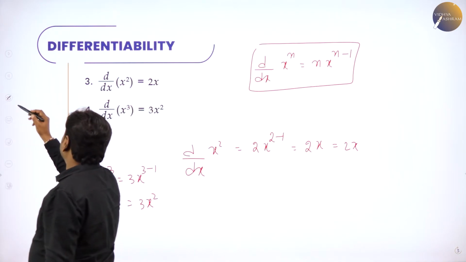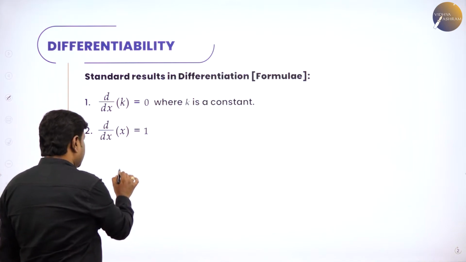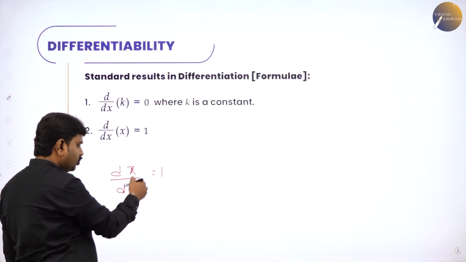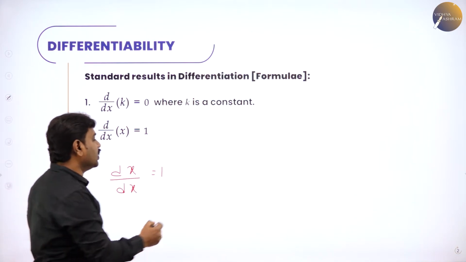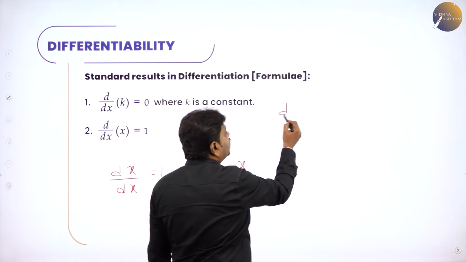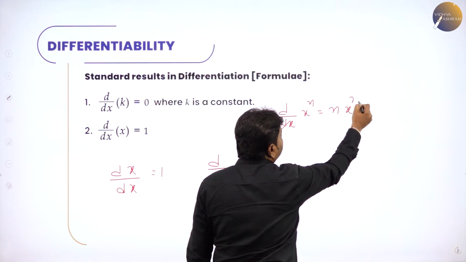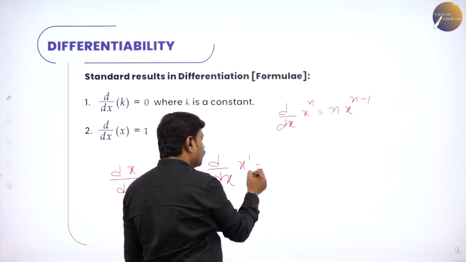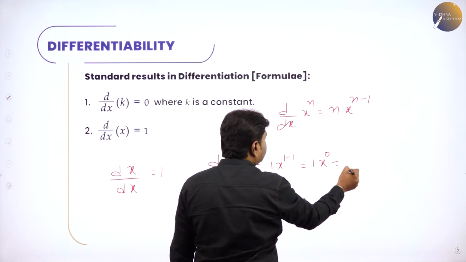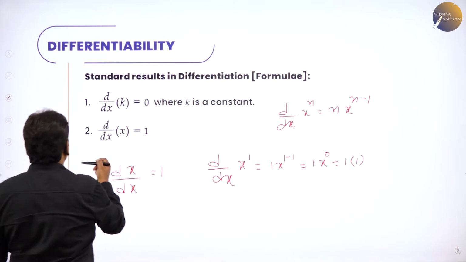Next we have d by dx of x. So directly, d by dx of x is what? 1. Both are same, numerator and denominator. I can say 1. Or d by dx of x means you can use the formula d by dx of x power n, which is n into x power n minus 1. So I can write it as x power 1. So 1 into x power 1 minus 1, which is 1 into x power 0. Anything power 0 is what? 1. So therefore, d by dx of x is 1.